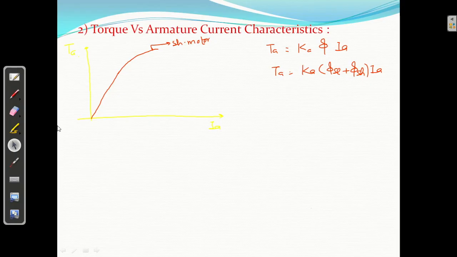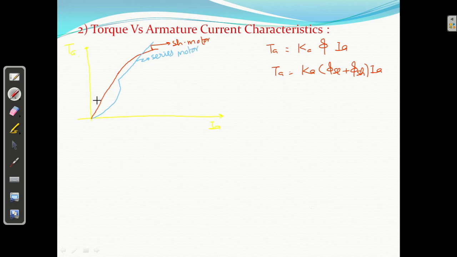Series motor means what? Initially the torque is proportional to the square of the current. It is like that. Clear? And then it is a straight line like that. So this is the series motor characteristic. Right? So these are the shunt and series motor characteristics.